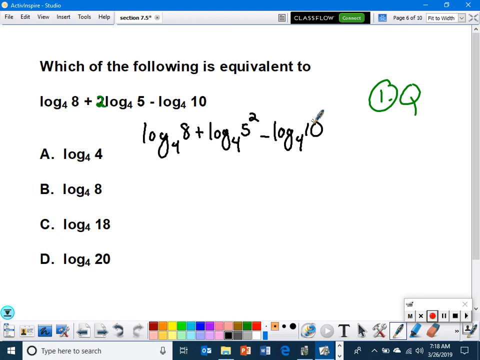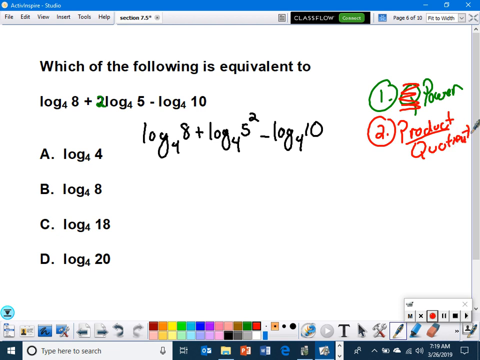Okay, now I'm going to do the product. Oops, sorry, I said that wrong. We started with the power property, not the quotient. Okay, because we're going backwards, we started with the power property. Now we're going to do the product slash quotient. Okay, my apologies for that.